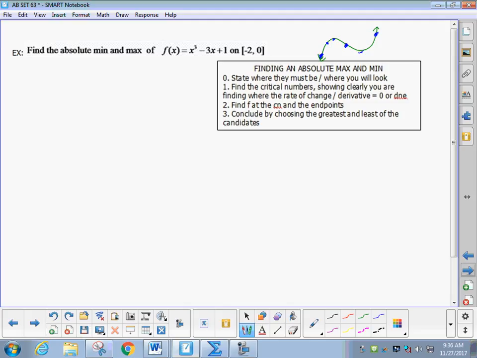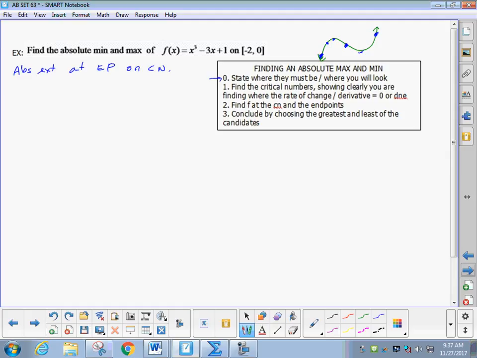So, step 0. I don't know if Ms. Kennedy asked you to do this, but I was taught to do this. I think it's good math, and that is basically to state Fermat's theorem. The absolute extrema must be at an endpoint or a critical number. Feel free to abbreviate it. To me, that's like the thesis of the problem. This is what's going on. I'm looking for absolute extrema, and this is where I'm going to look. The why of it is the theorem itself. You do not have to cite Fermat's theorem.